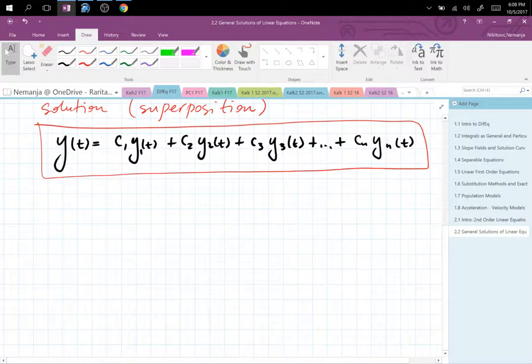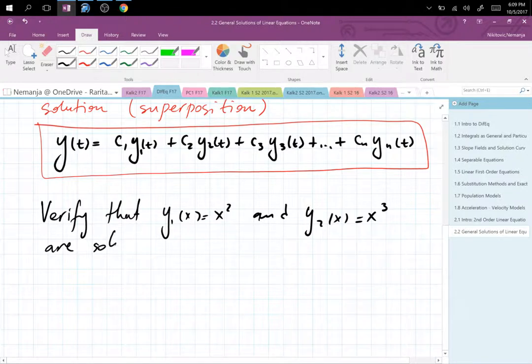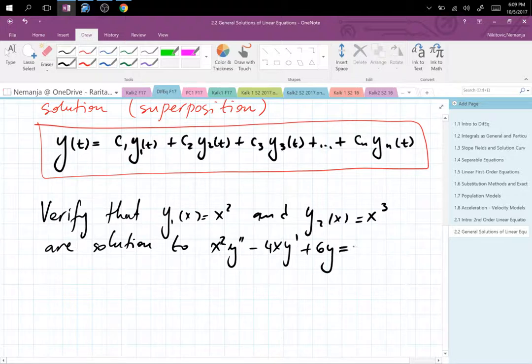All right, great. So verify that y1 of x equals x squared and y2 of x equals x cubed are solutions to the differential equation x squared y double prime minus 4x y prime plus 6y equals 0.